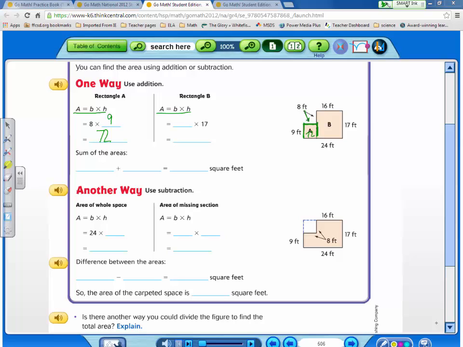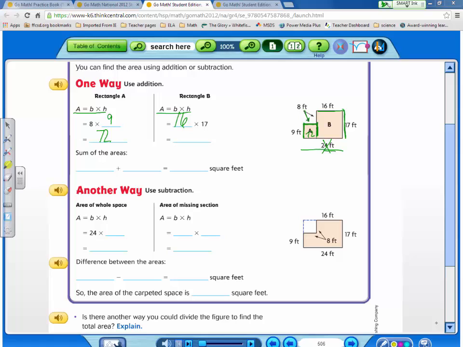Now when I look at rectangle B, I need to ignore rectangle A, and I need to ignore some of the dimensions here. You can see that the 24 here goes all the way across, but I've taken off shape A, so I can't use that measurement. So I tell the kids to cover up the shape that you've taken off with your finger or a piece of paper so that it eliminates some of the distraction here. So I can see that the base of this shape here is 16 and the height is 17. Remember, the height is perpendicular to the base.